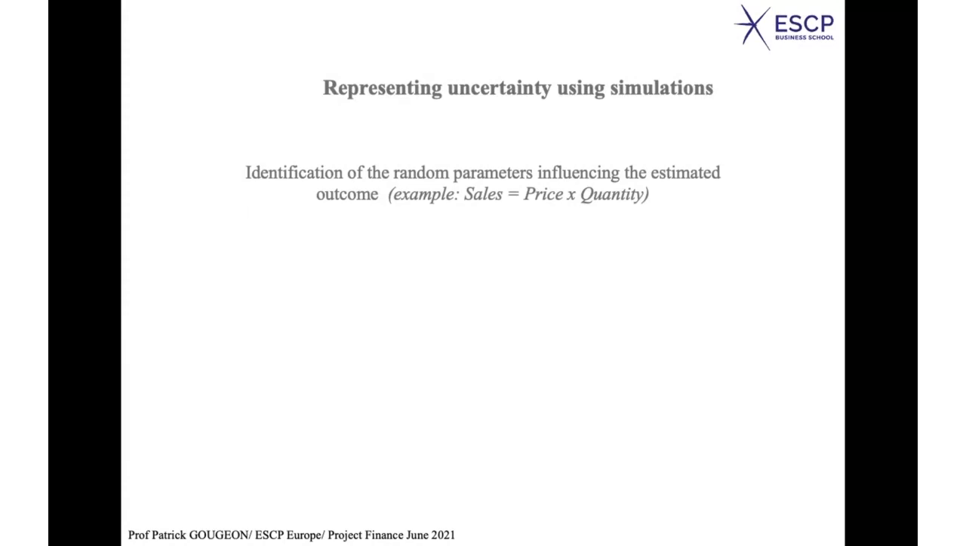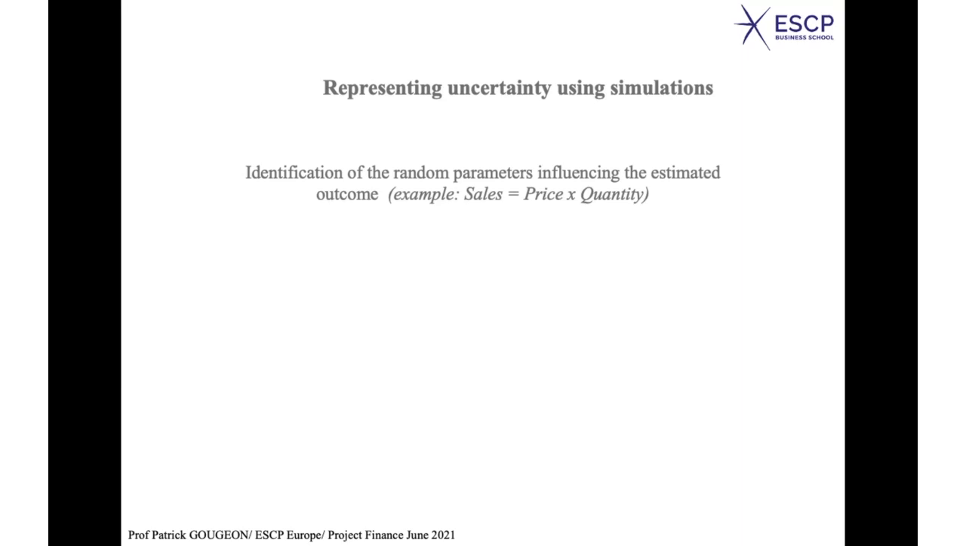The first step is to identify the random parameters influencing the estimated outcome. For each scenario, we want to estimate an outcome, and I'm taking a very simple example here. Let's assume that what you want to know is the amount of sales for a period of time, let's say for 1 year. Sales are price times quantity. But you don't know exactly at which price you will be able to sell, and for this price, you don't know exactly what the quantities are.